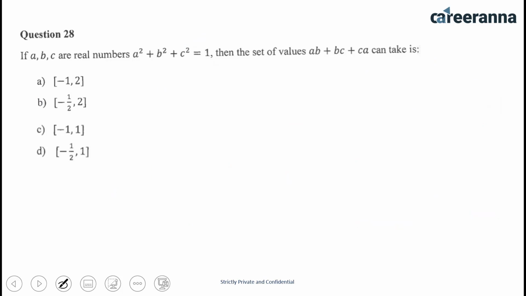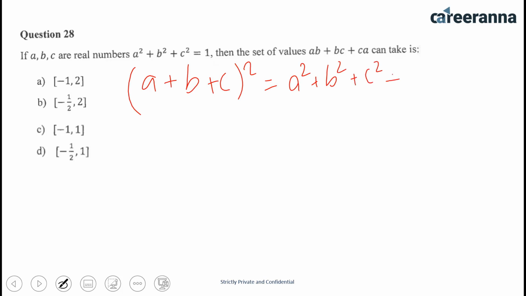Now whenever a square plus b square plus c square is given, we should always know this identity: (a plus b plus c) whole square is nothing but a square plus b square plus c square plus twice of ab plus twice of bc plus twice of ca. We should also know that this will be greater than or equal to 0 because a square term is there. So I know the value of a square plus b square plus c square. So the minimum value of a plus b plus c can be 0.